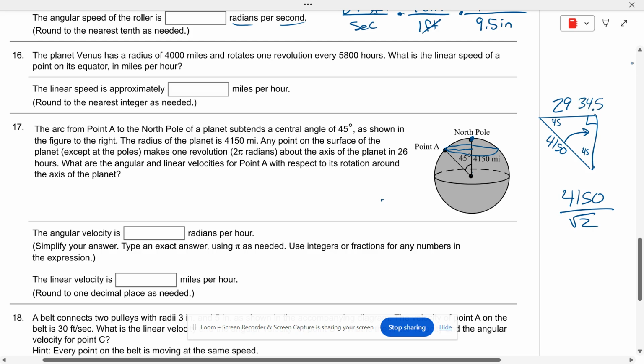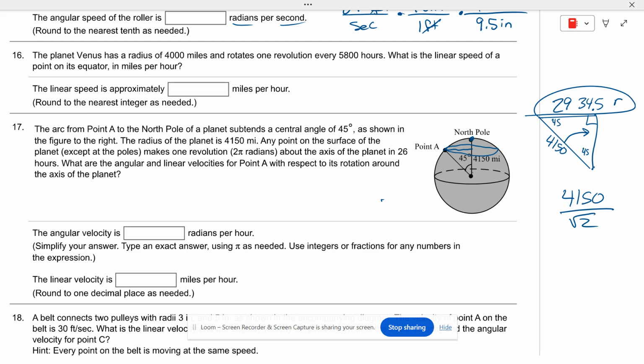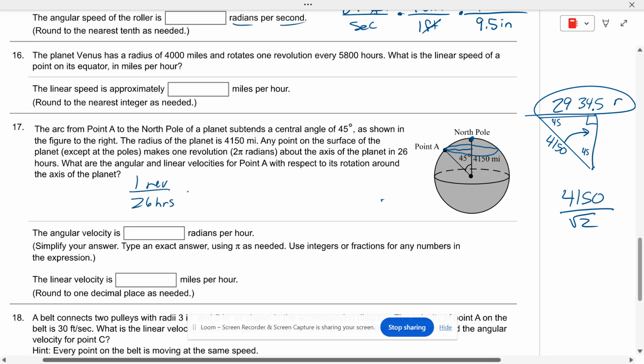2,934.5. Okay, that's the radius of the planet. So to find the angular velocity, I guess we didn't need to know the radius, but all right. The planet with a radius of that, 26 hours. So 1 revolution every 26 hours times 2 pi radians over 1 revolution. So then to find the radians per hour is just 2 pi divided by 26. Oh, exact answer using pi. So it's pi over 13 radians per hour.